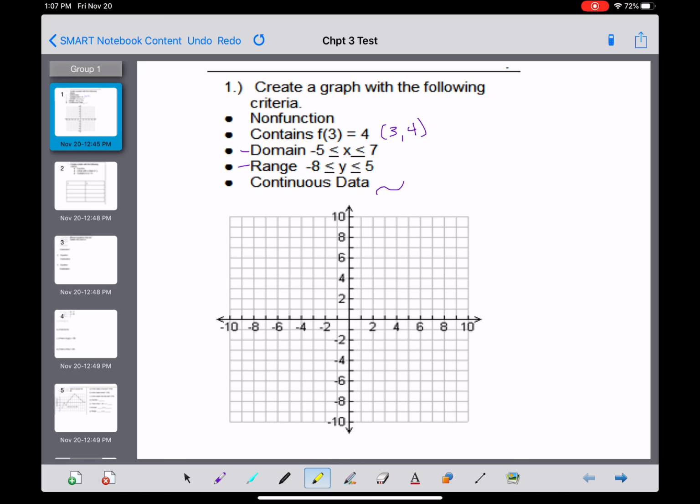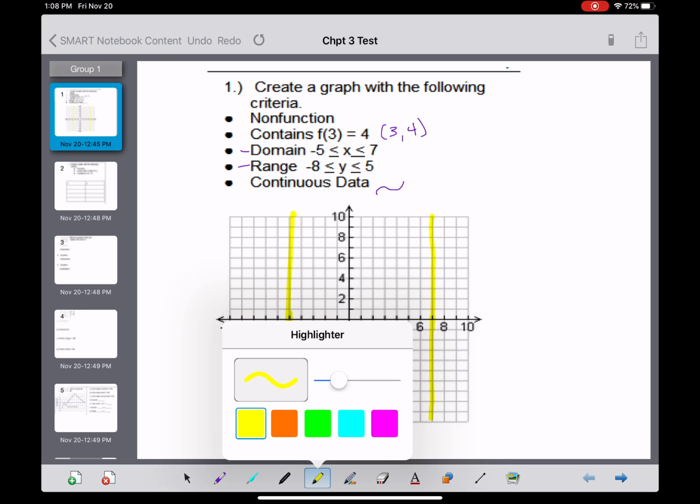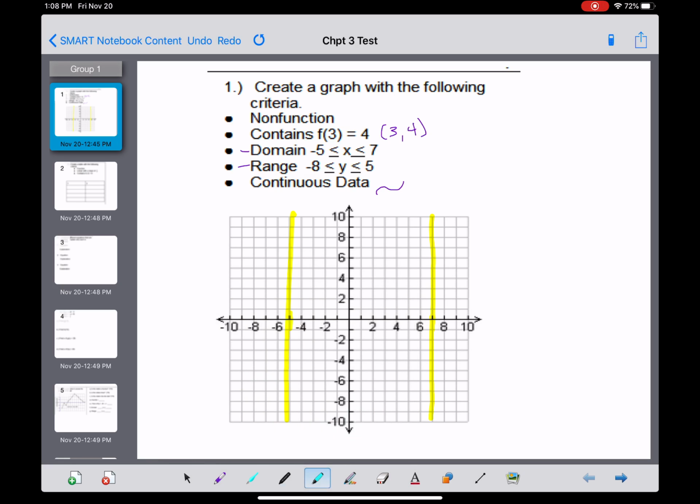So our domain stretches from -5 to +7 on the x-axis. I like to draw in vertical lines so that I make sure it's going from sideline to sideline. Our range goes down from -8 and all the way up to +5, so I'm going to draw horizontal lines. That means this graph that I'm going to draw needs to fit inside of that box. It needs to be pictured inside.